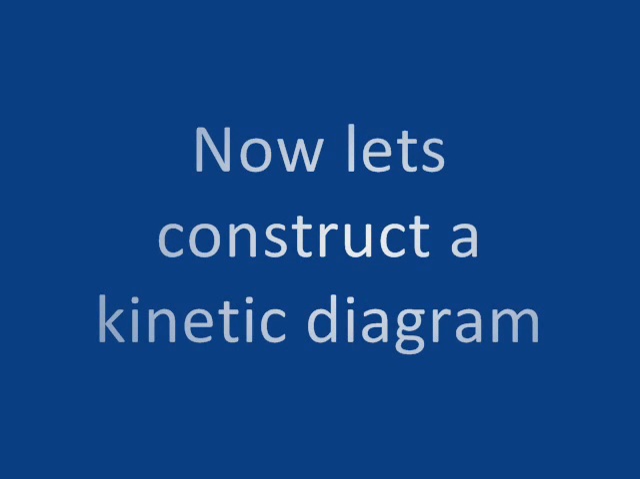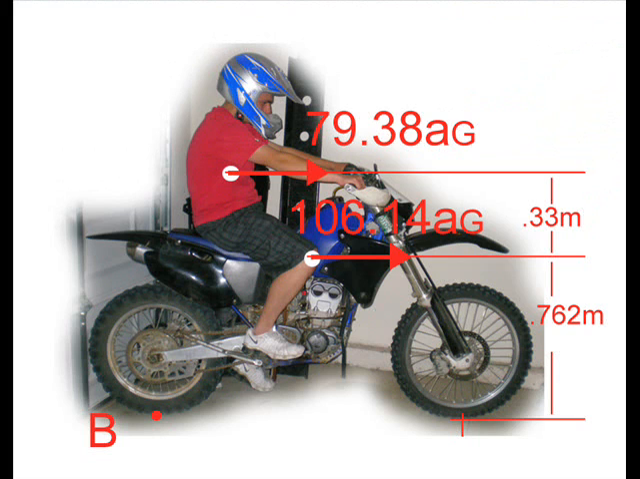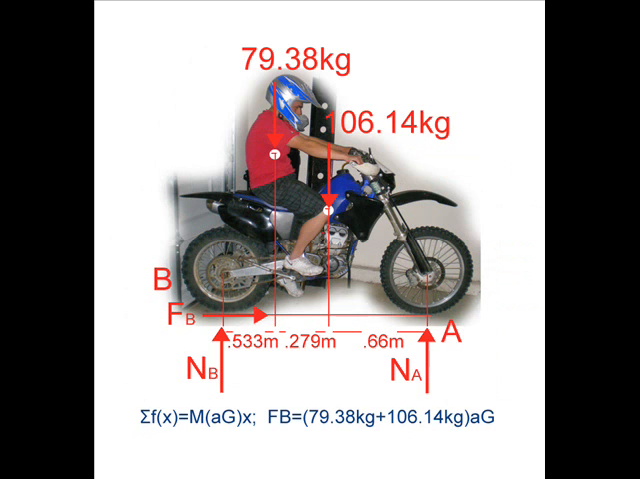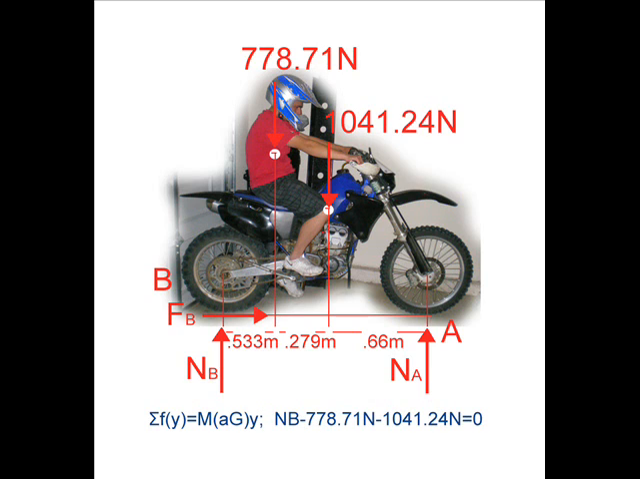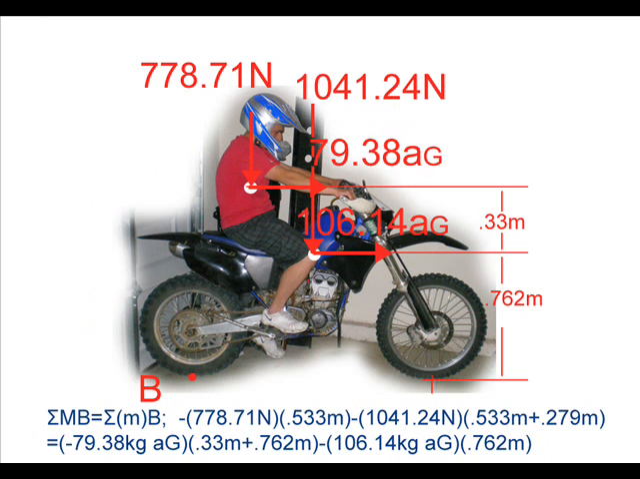Now let's construct a kinetic diagram. This figure illustrates that both the rider and the bike have the same acceleration. The equations of motion yield that the sum of the forces in the x is equal to the mass times acceleration in the x direction. Therefore, 79.38 plus 106.14 times acceleration is equal to FB. Also, NB minus 778.71 minus 1041.24 is equal to 0, since NA is equal to 0.